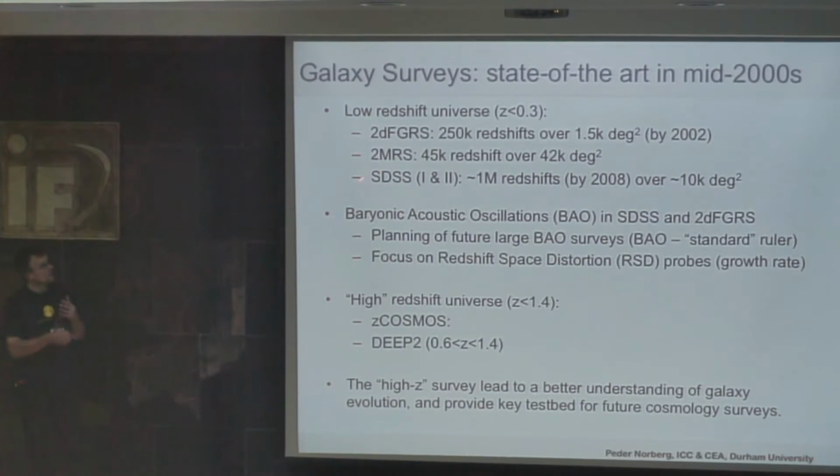Now, the main thing to come out of 2DF and SDSS around 2005 is these BAO measurements. And that was really how you started driving all of the cosmology surveys that we have today. Yeah. And that's the planning of future large BAO surveys and focus on redshift space distortions, probes, and so on. And there are many of these surveys now, and I'm going to mention this. In the meantime, this was the low redshift universe, anything below redshift 0.3-ish. So you have the high redshift universe, which trotted along in its own way, much more manual, and so on. With zCOSMOS up to redshift 0.4, with a couple of tens of thousands of redshifts, and DEEP2 as well.